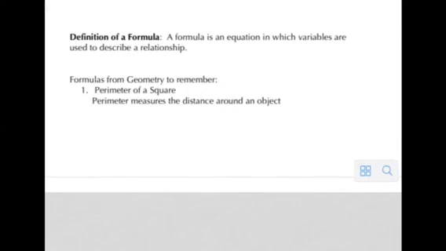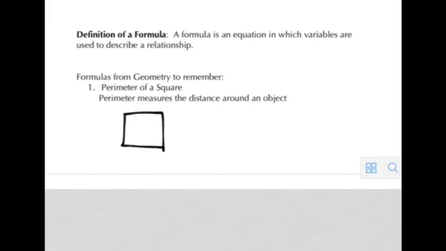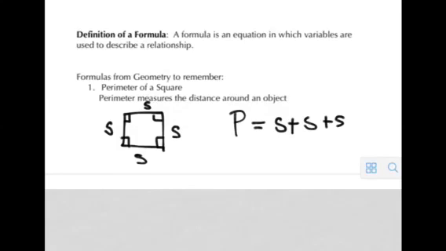So now we'll go over some formulas that you need to have memorized. The perimeter of a square. Perimeter always measures the distance around an object. So what do you know about squares? You know that they have 4 right angles, but the more important thing about a square is that all 4 sides have the same length. So the way you measure the distance around a square is you add up all 4 of its sides, which is s plus s plus s plus s, which is 4s. That is the perimeter of a square.